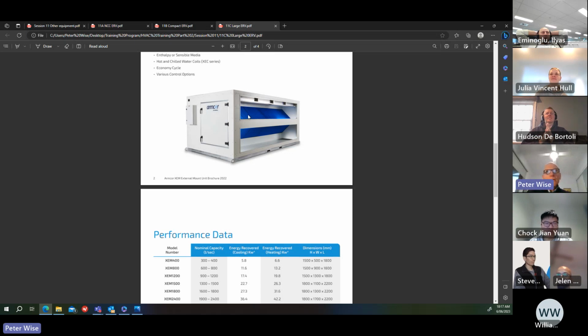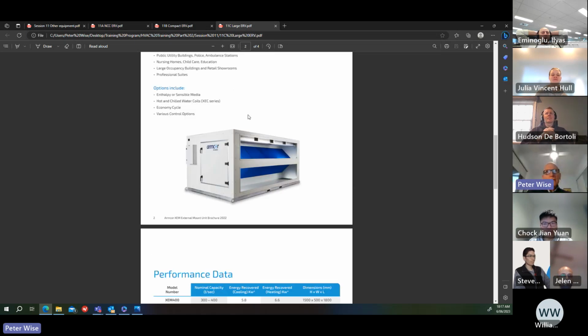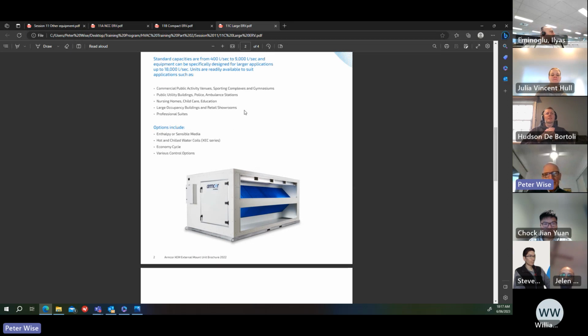I went to the Aero Show in Melbourne a couple of weeks ago, and they had one of the smaller ones on display. So they had all these parts pulled out of the unit on the table, and it was good to see that.